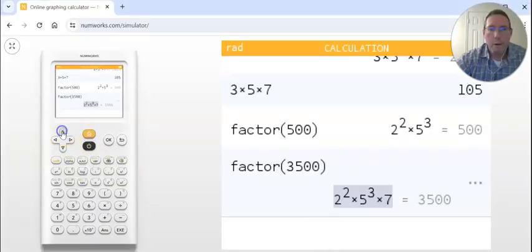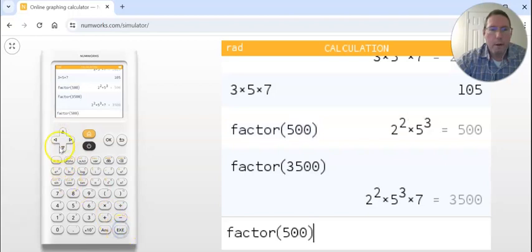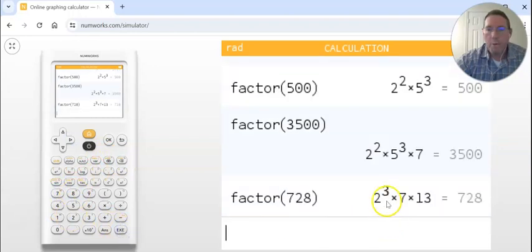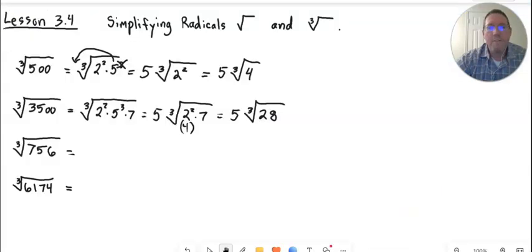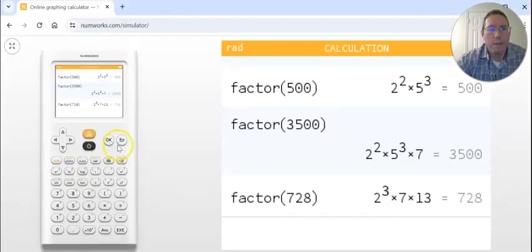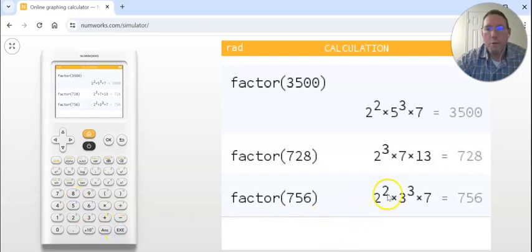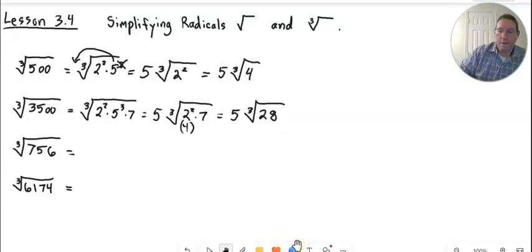So once again, we're going to go up. I'm going to get this one right here. And then we're going to erase the 500 and put in 728. Press execute, and we get 2 to the third times 7 times 13. Did I get the right? Oh, 756, not 728. Let's try that again. Wrong number. Okay, it's supposed to be 756. Apologize. There we go. All right, so we've got 2 squared times 3 to the third times 7.